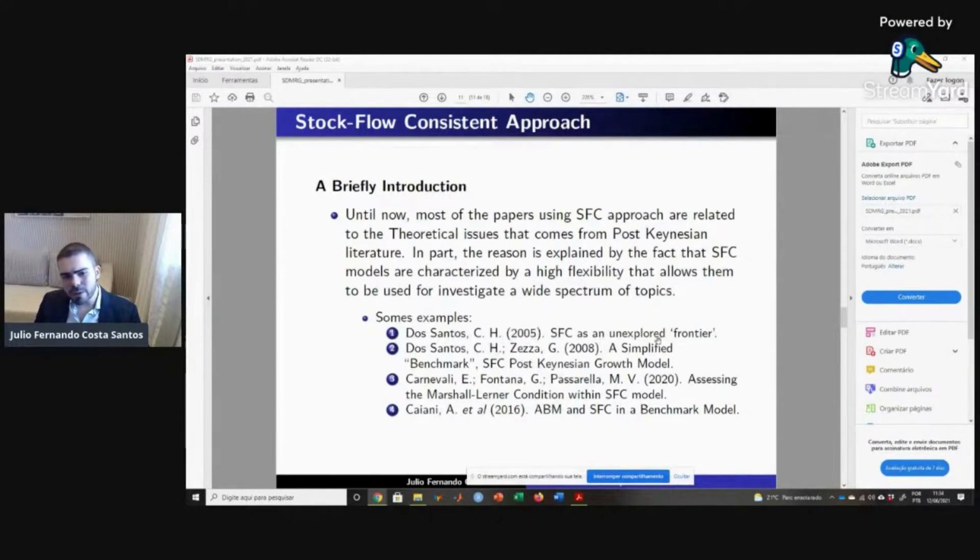We have the first paper from Claudio dos Santos, who wrote a paper exploring the idea of SFC as an explored frontier. We have this paper from dos Santos and Zezza that creates a simplified benchmark model of growth rates using a Kaleckian approach. This is a very important paper for this literature, trying to link the Kaleckian literature to SFC models. And we have other advances that come from Fontana and Passarella, who model the Marshall-Lerner condition within SFC models, and Kinsella 2016, who creates macro foundations inside SFC models to give us a benchmark to follow.